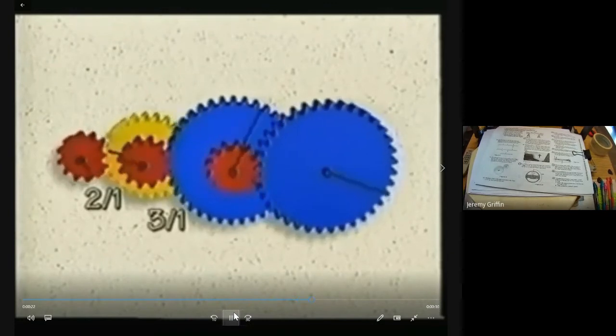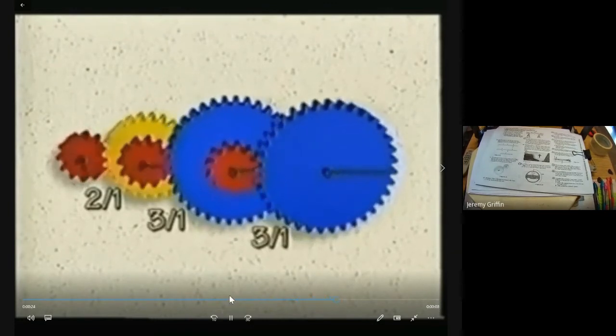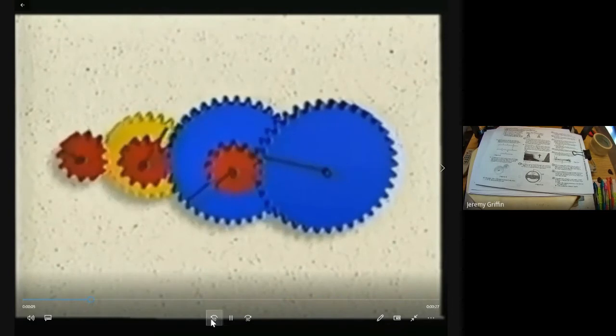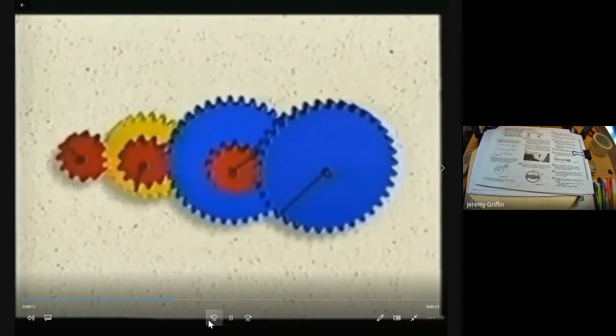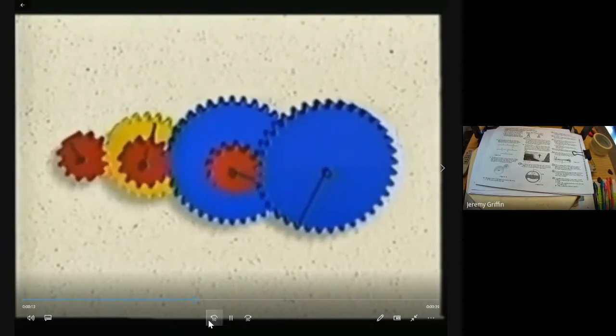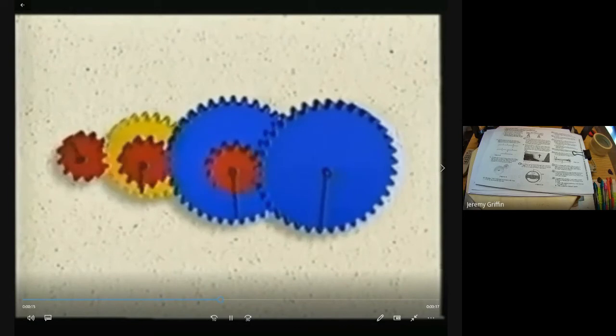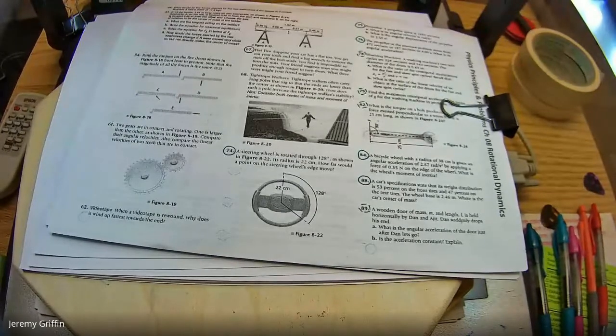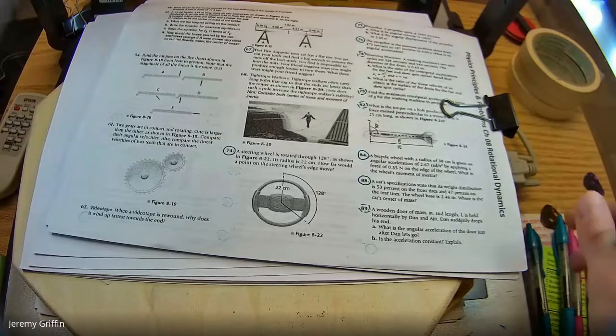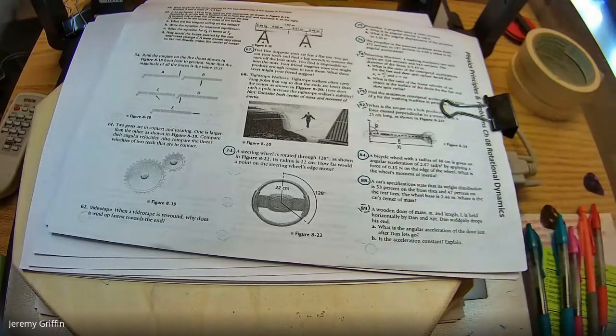Can you compare their angular velocities? And obviously you see that the small one's moving faster, right? But also, can you compare the linear velocities of the teeth that are in contact? All right, let me switch back over to projection. Go through this one with you guys.